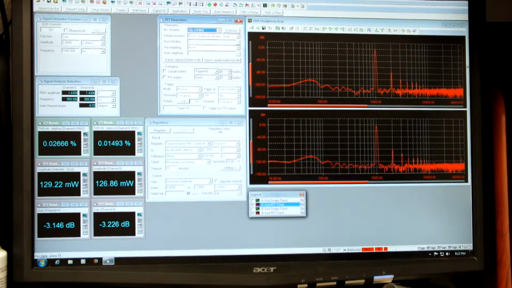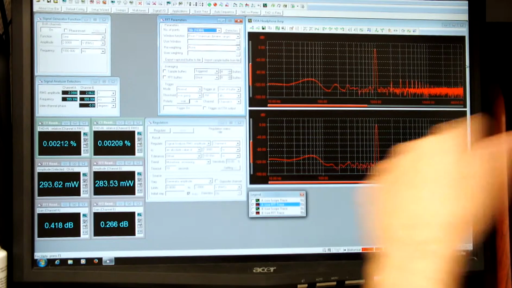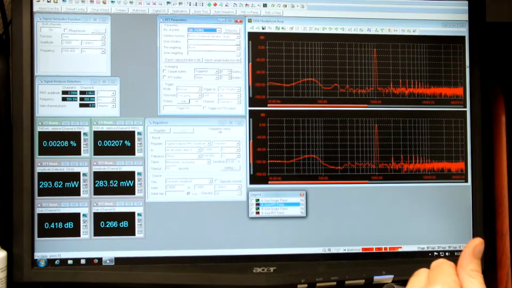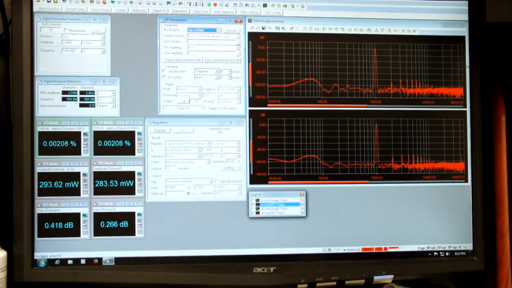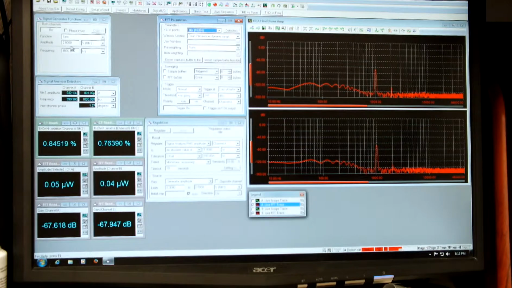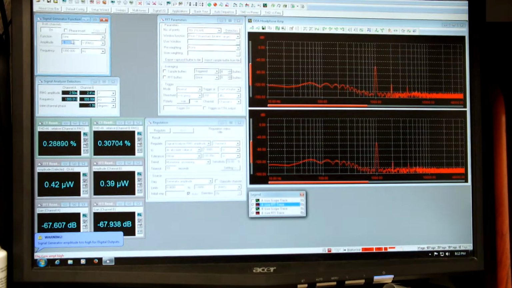So if I turn this all the way back up, we're actually putting out 293 on that one, 283, call it 290 milliwatts of power into 15 ohms. So let's turn this down and change our signal generator to have 4 volts. Whoops, that's 6. 4 volts of output.